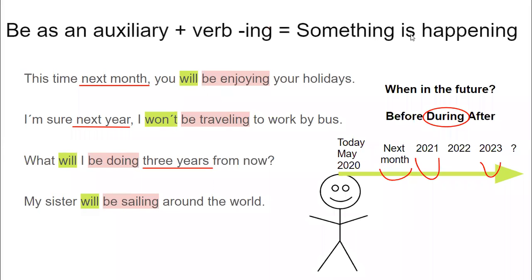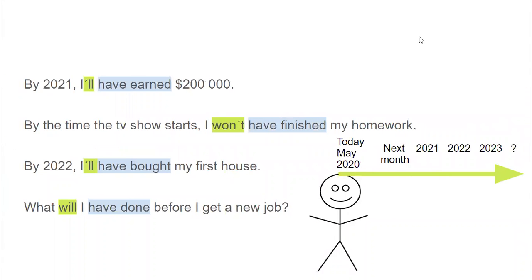So when we use be as an auxiliary plus a verb in ing, we're talking about something that is in progress. Now, we're going to check these 4 sentences. And again, we have to know when in the future the action takes place, before, during, or after the time expressed.